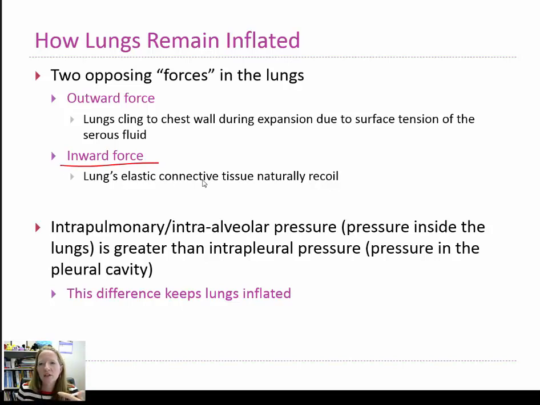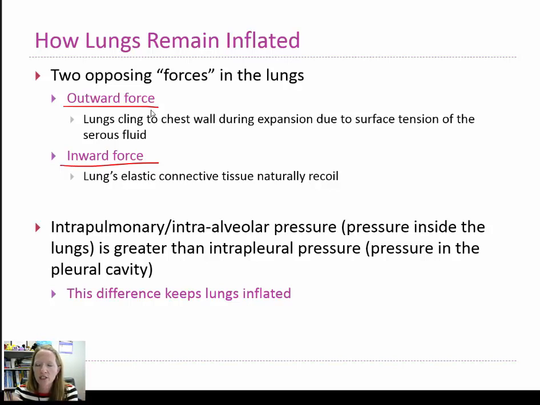So again, inward force meaning that it's going to want to kind of shrivel up and go inward. But there's another opposing force in the lungs, and this is going to be that importance of how the pleural, the two pleura, the visceral and parietal pleura, are going to kind of stick together because of the serous fluid. And it's because of this surface tension of the serous fluid.